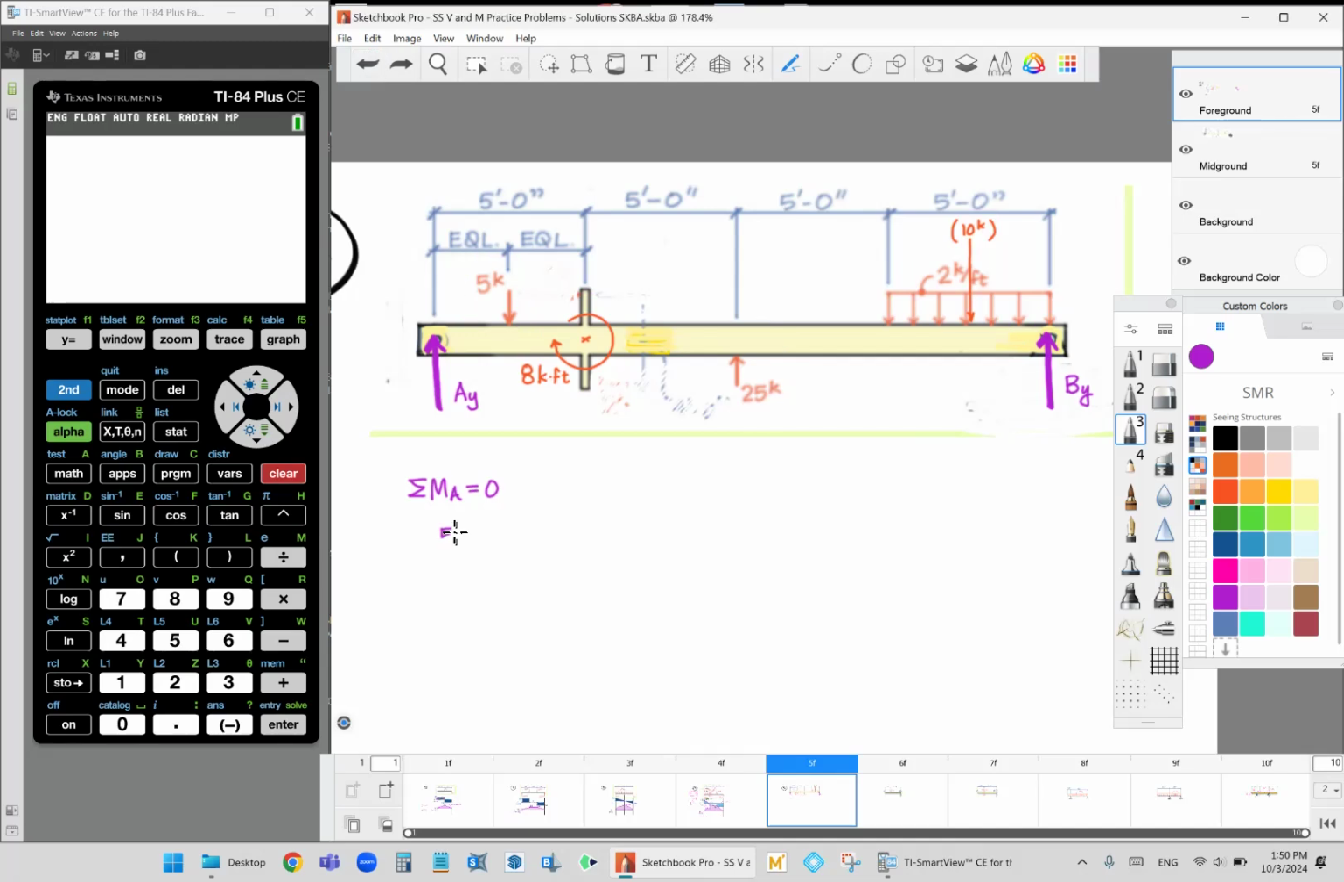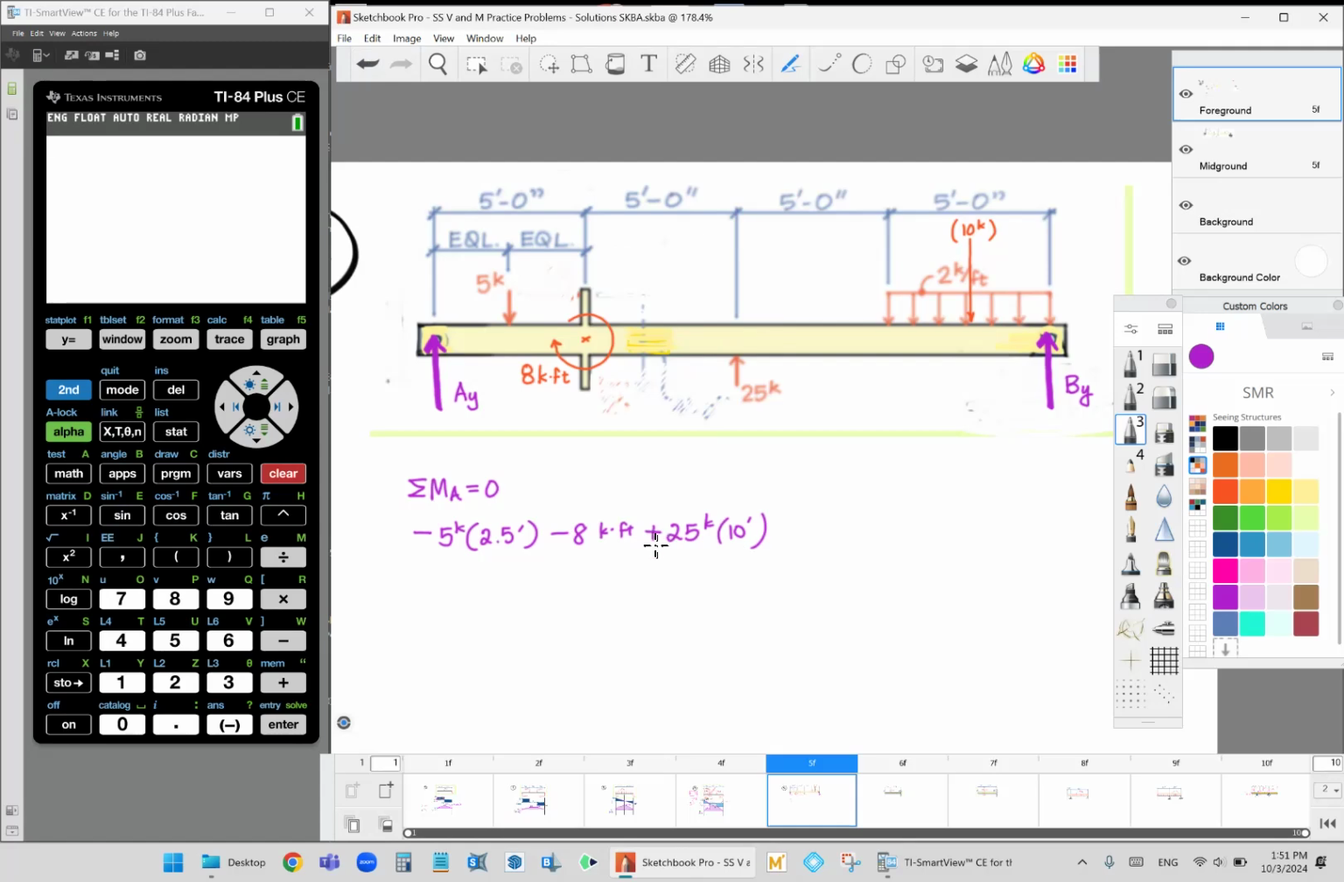So first term, I should use units because I'm teaching. Hang on. That was a sneeze. All right, 5 kips times 2.5 feet. Sign is negative. Next term, 8 kips times a foot. Sign is negative. Next term, 25 kips times 10 feet.